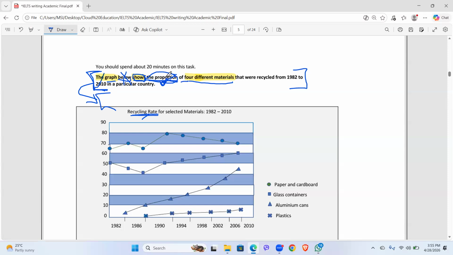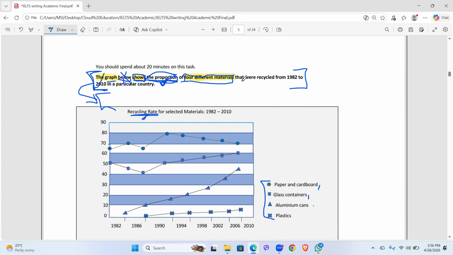In place of proportion, what can we write? Percentage, or we can even leave proportion out. It is not necessary to change 100%. In place of of 4 different materials, we can write the names of the materials: paper and cardboard, glass containers, aluminum cans and plastics. Or we can write goods. Goods also we can write.